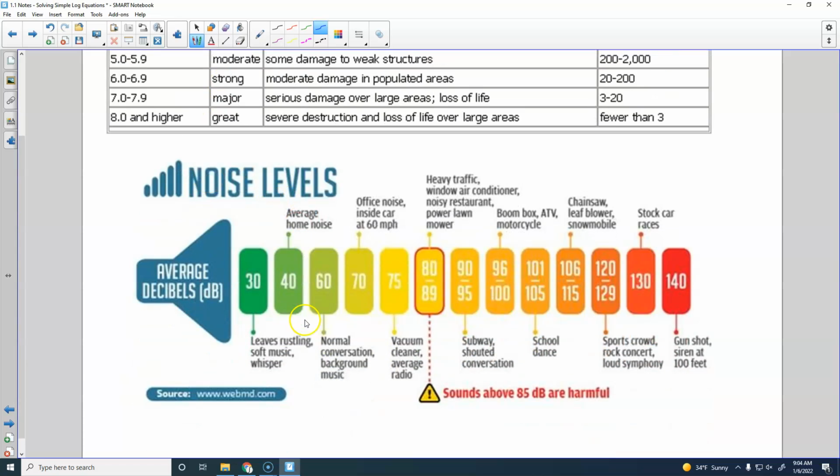Noise levels, here's another example. This I don't love. I like this chart, but here's what I don't like about this chart. It doesn't go up by standard numbers, 30, 40, 60, 70, 75, 80. I think it's just trying to pick very common ones, but I prefer if it went up by tens. But you can see to go from like 70 to 80. This is office noise inside your car at 60 miles per hour. Like, that's not very loud, right?